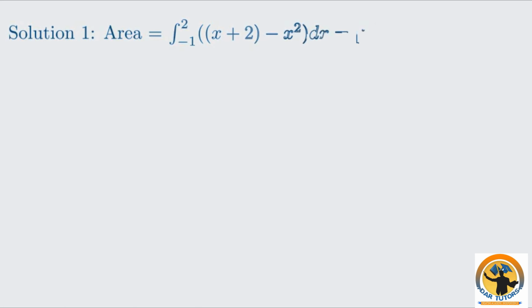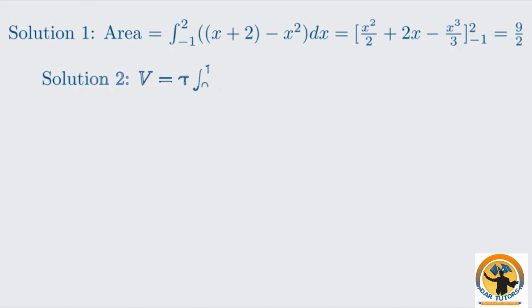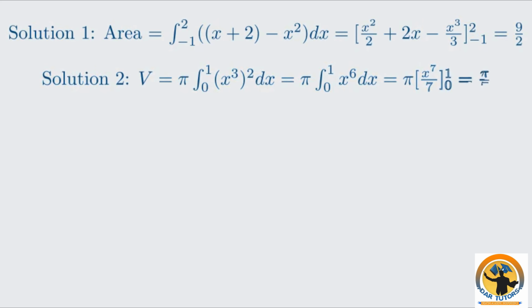Let's go through the solutions. For question 1, the curves intersect at x equals -1 and x equals 2. The line is above the parabola. The area is the integral from -1 to 2 of x plus 2 minus x squared, which evaluates to 9 over 2. For question 2, we use the disk method. The radius is x cubed. The volume is pi times the integral from 0 to 1 of x to the 6th, which evaluates to pi over 7.